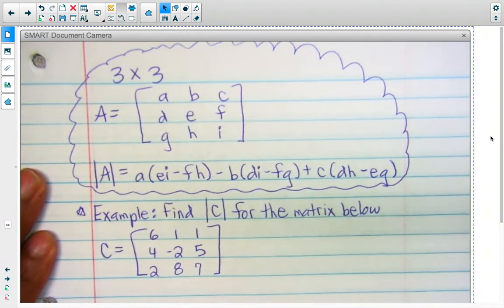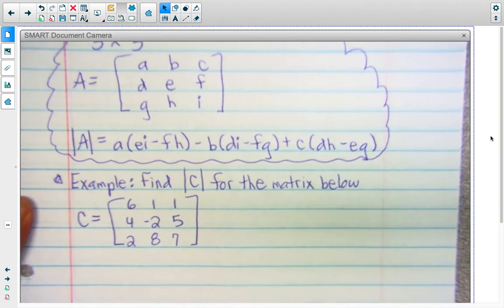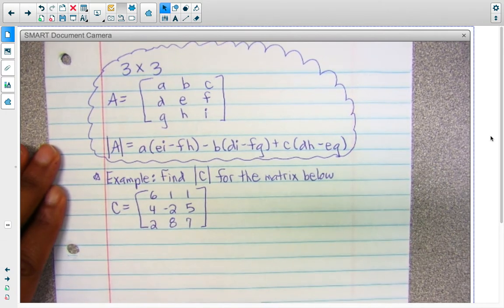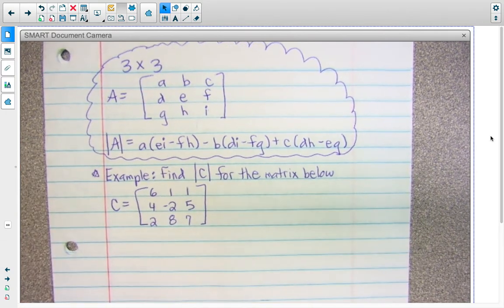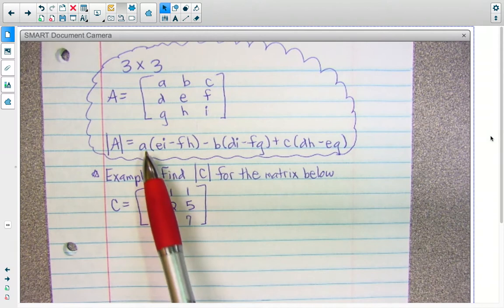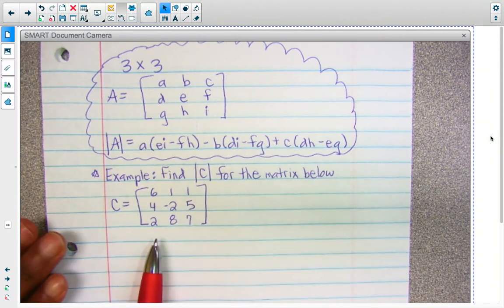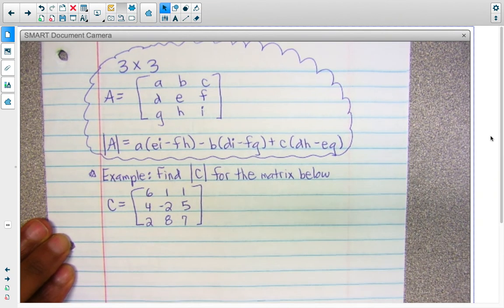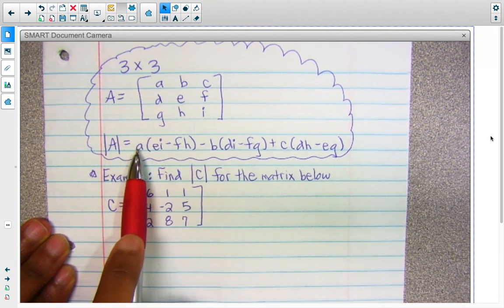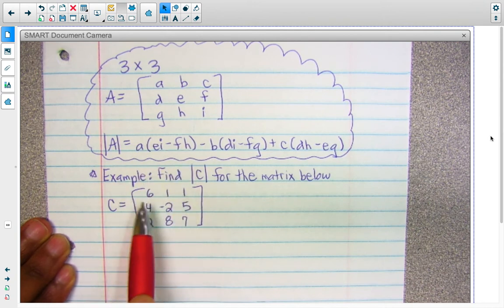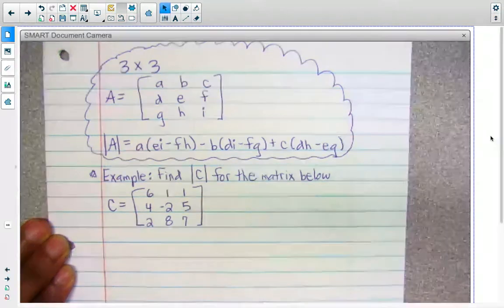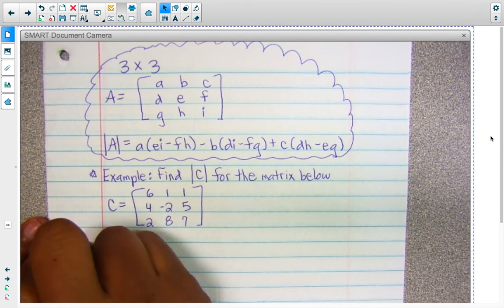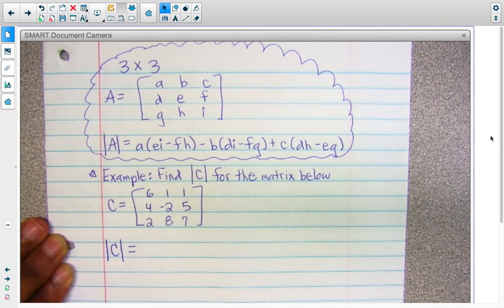Okay, so let's take a look at our first example here. All right. So for a 3x3 matrix, I'm using this formula here. So we're going to go ahead and set it up, and we're going to find the determinant for this first matrix here. So my formula says to take A and then follow suit. So this is A, B, C, D, E, F, G, H, I. So my determinant is going to be kind of long, so make sure you leave yourself some space.